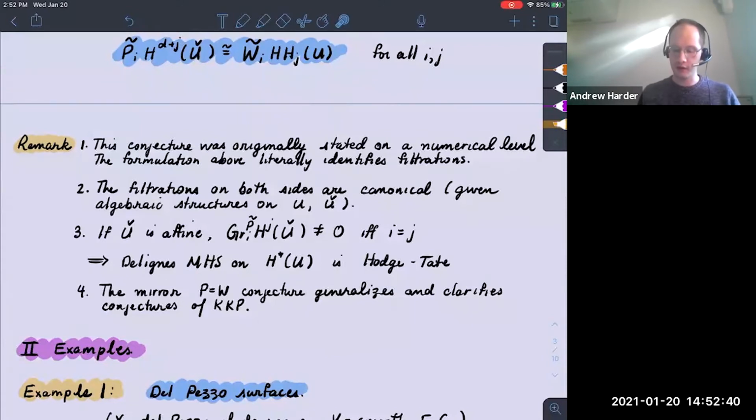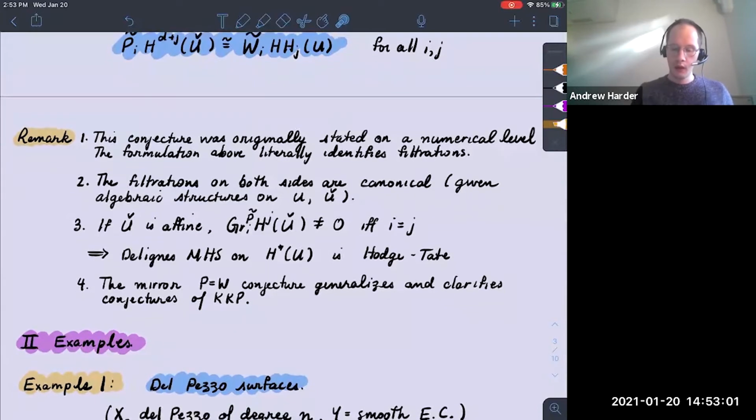And I should also mention that, for me at least, the natural way to start thinking about this comes from conjectures of Katzarkov-Pantev and Pantev, which are conjectures about how the cohomology of Landau-Ginzburg models and Fano varieties are related to one another under mirror symmetry. Okay, great. So this is my background discussion.